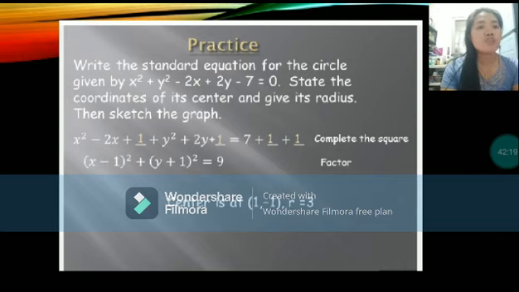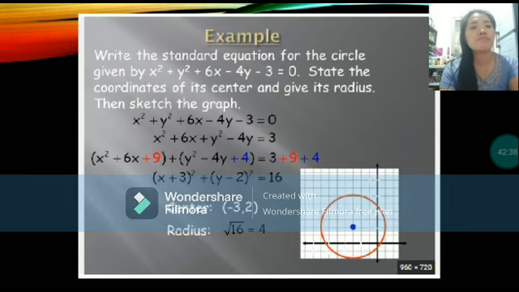Okay. So to graph, we need to locate (1, -1), and then we count 3 units up, 3 units down, and 3 units left and right. Then sketch the circle.